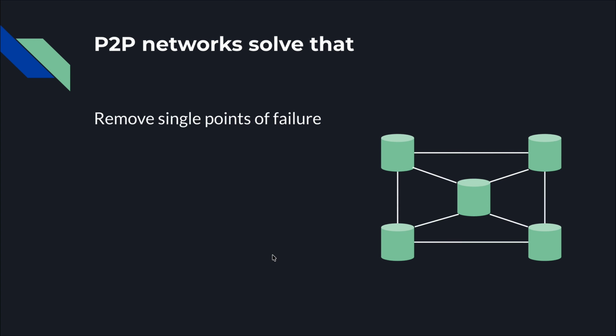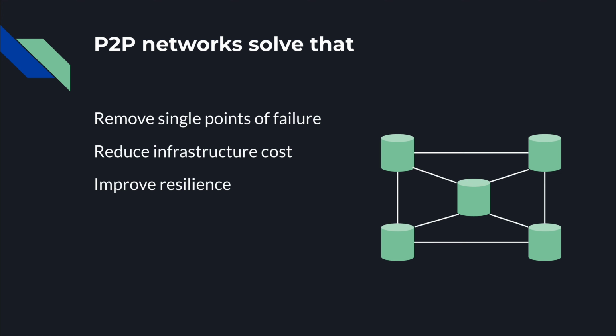P2P networks solve these problems by removing a single point of failure, and they also reduce the infra cost, they improve the resilience of the network, and they distribute the trust among all of the nodes of the network. So all of the nodes in the P2P network work equally. There's no master server. And these networks also scale better because they scale organically with the users. If anybody wants to use the network, they'll join the network as a node and they'll also act as a client and the server, so increasing the number of nodes in the network.